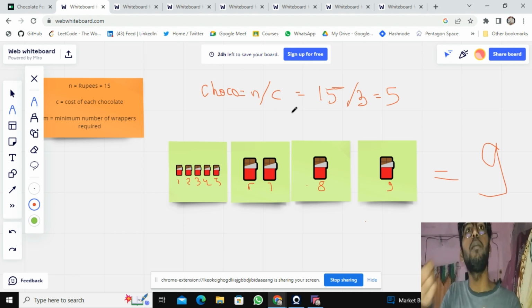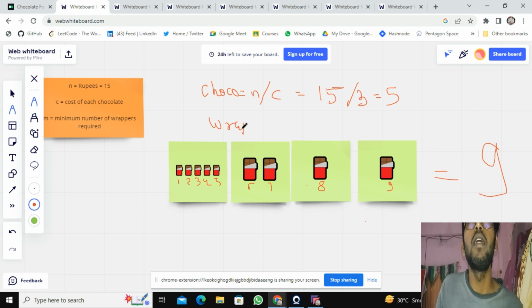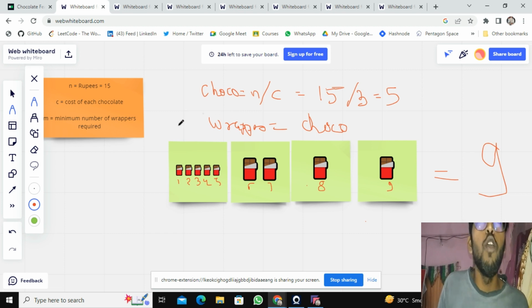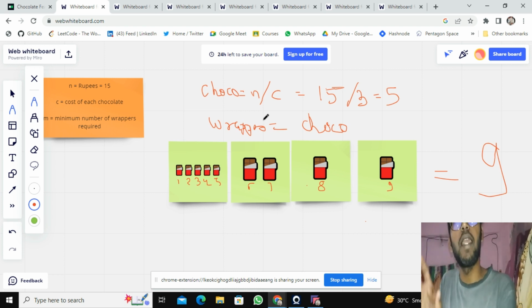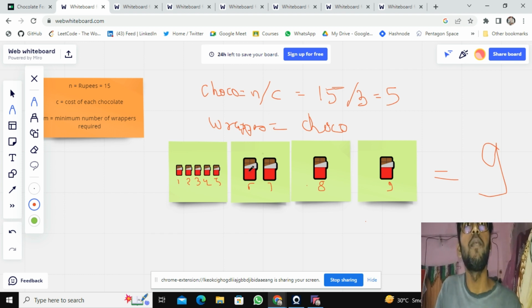Wrappers will be the same as the number of chocolates I do have, because each chocolate will be wrapped in its own wrapper. So initially the wrappers will equal the number of chocolates I have. Now from these wrappers I will get new chocolates, because when we give these wrappers back to the penny auntie, she will return chocolates to us. So here I should have what? New chocolates as well. How many new chocolates would I get?